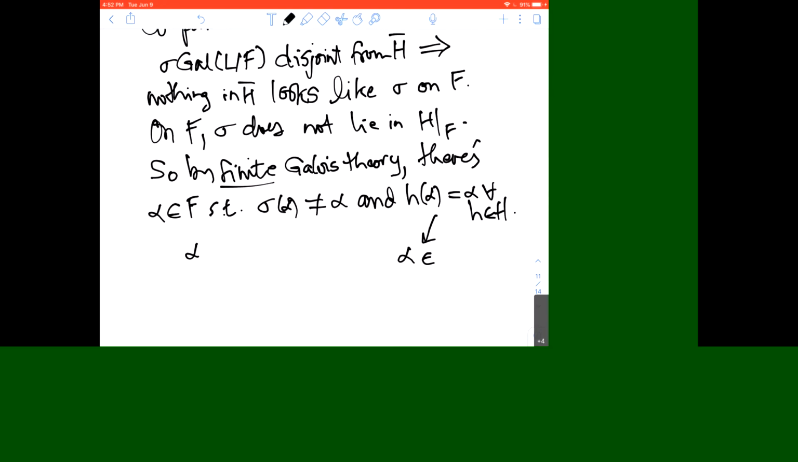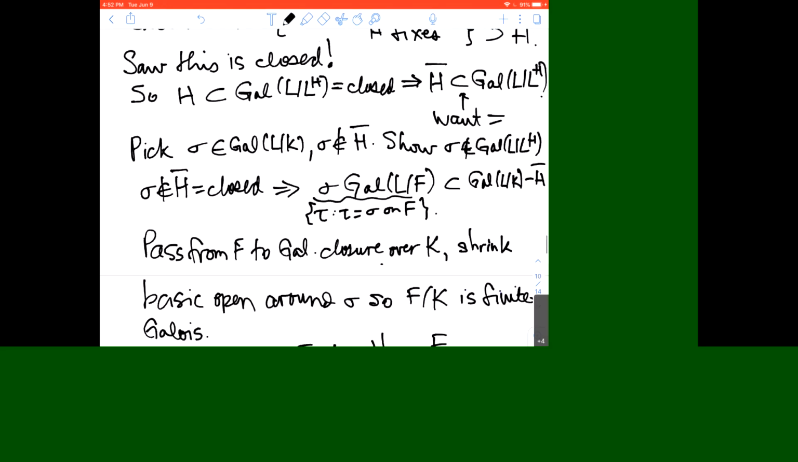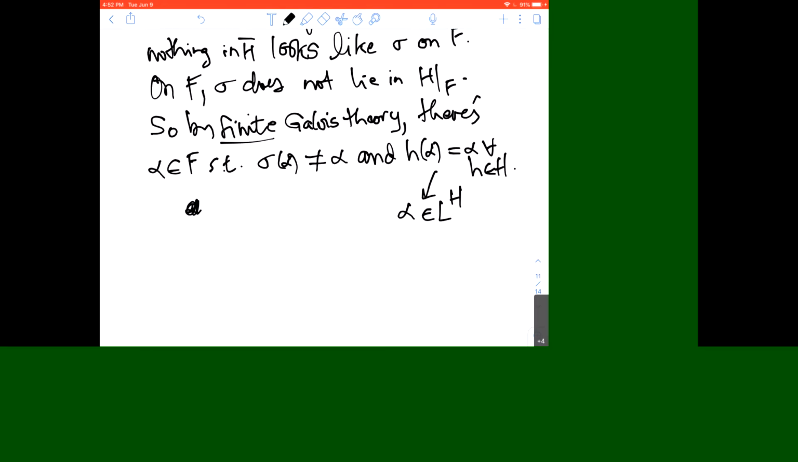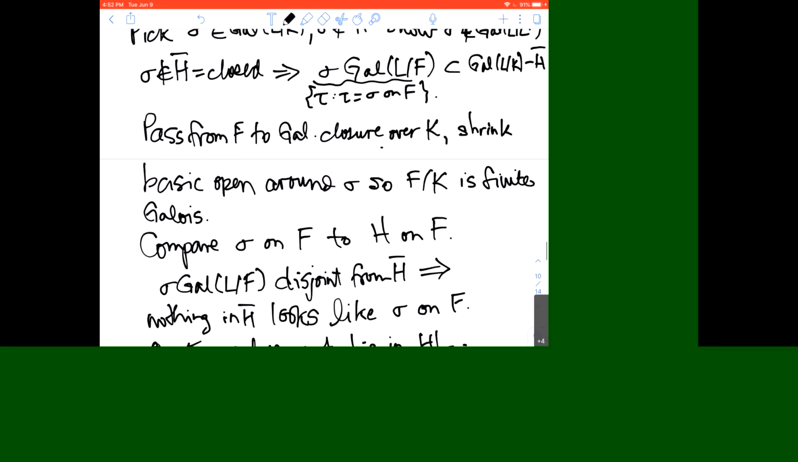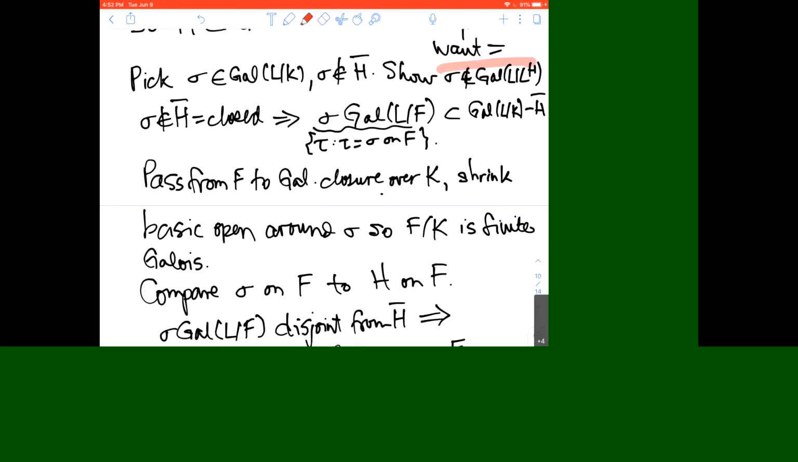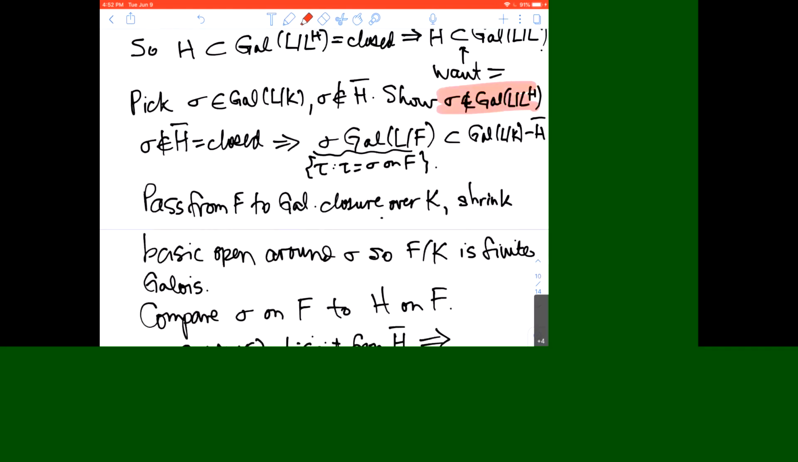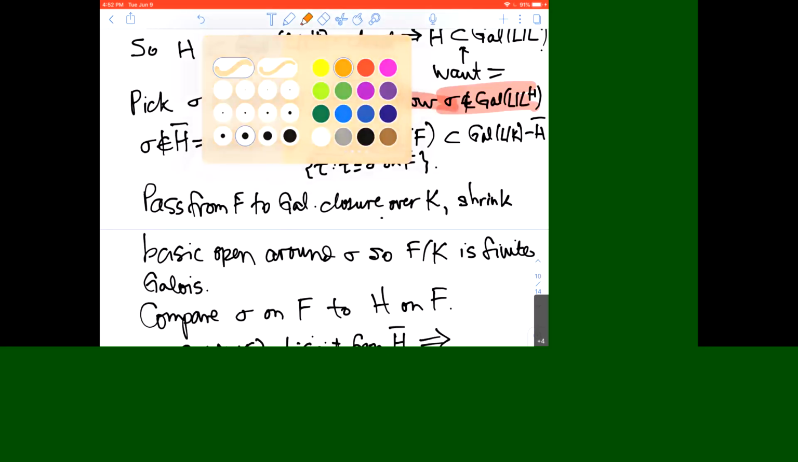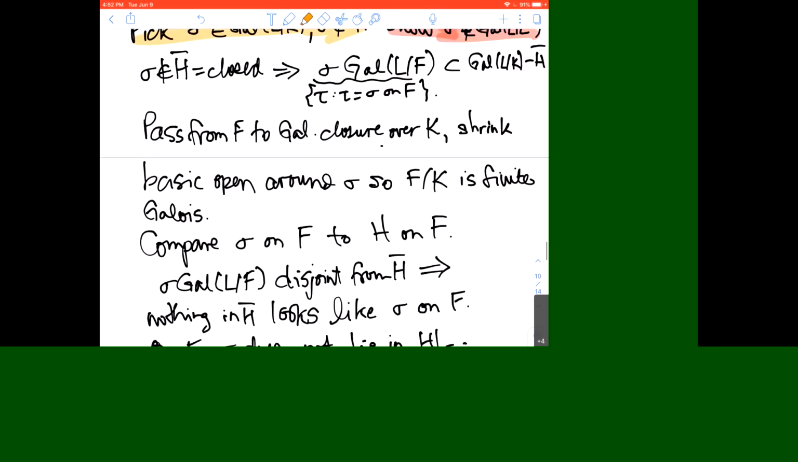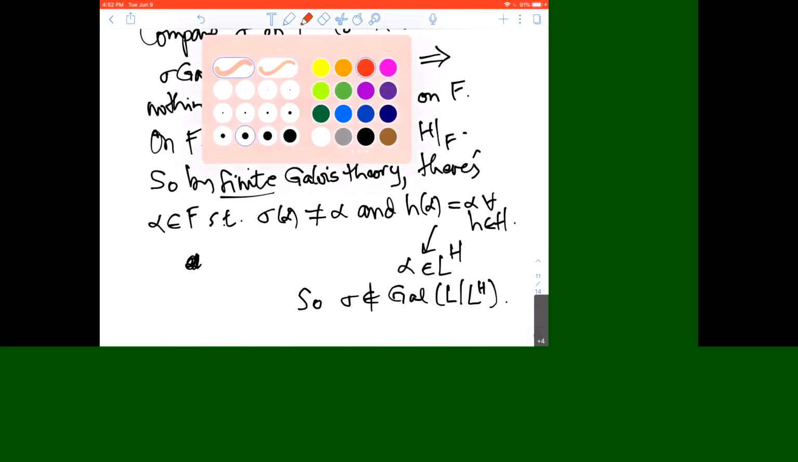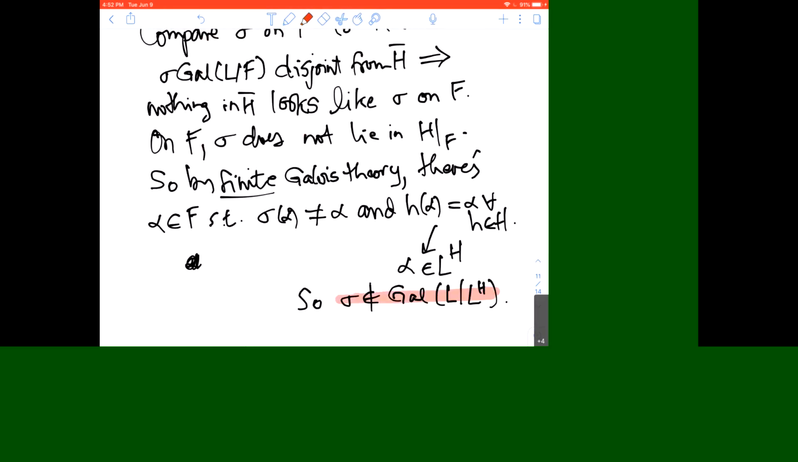so alpha is in L^H. And so therefore this whole coset is not in the Galois group L over L^H. And so what we showed is that if you picked an element that was not in H bar, then it's not in that Galois group. We picked sigma that's not in H bar, and we showed that, in fact, it's not in this group, and so therefore, we're done.